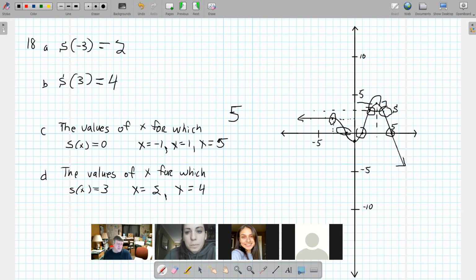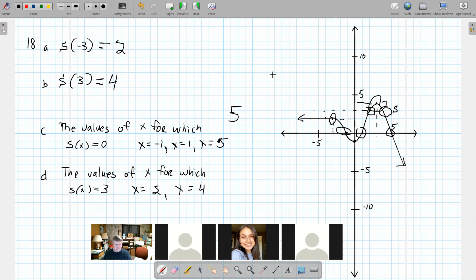Now, wait a minute. We've got 2 different x values going to the same y value, and I'm using function notation. Can that work in a function? Can you have 2 inputs going to the same output? Yes, you can. You just can't have one input going to more than one output. So these are okay as functions. Any questions about this problem?